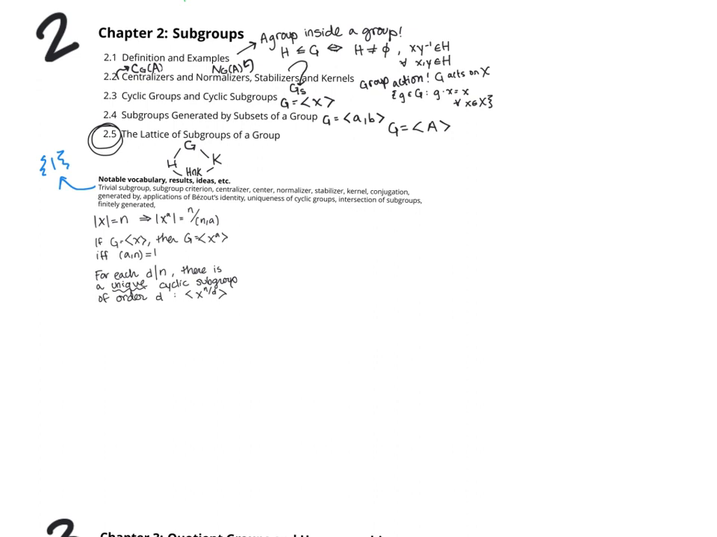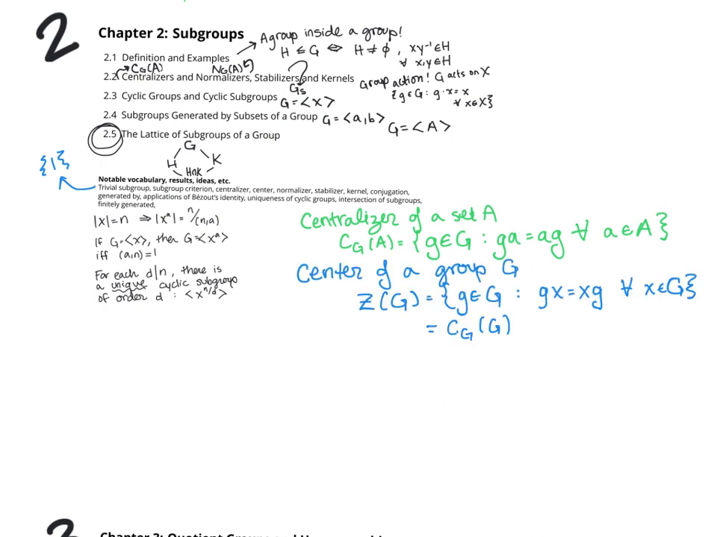First, the trivial subgroup. That's right, if you just put the identity in your subset, that's a subgroup already. Woo! Let's see, the subgroup criterion, we wrote that one out above. That's just our shortcut for checking that a subset is in fact a subgroup. Let's see, details on things like the centralizer, the center, the normalizer, the stabilizer. We talked through some of those above.